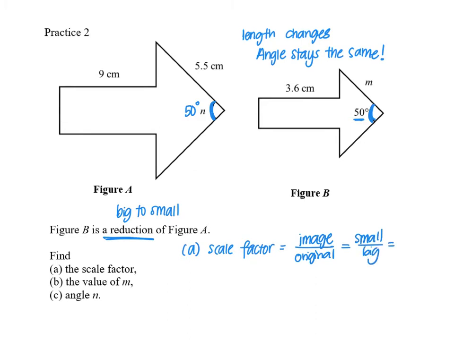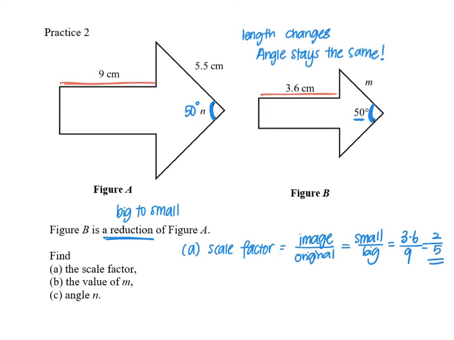So let's find a corresponding pair of values. Length on our diagram. The smaller one has a 3.6 and it corresponds to 9. So I'm going to take the small length, divide by the larger length, and my scale factor will be 2/5.